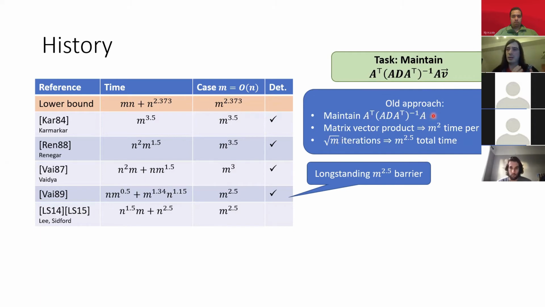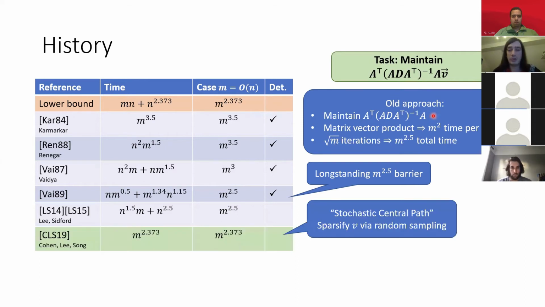That's kind of where this long-standing barrier came from, until quite recently, Cohen, Lee, and Song have shown that actually this whole central path idea still works if you perform some random sampling on the vector v. So if this vector v becomes sparse because of random sampling, then obviously it's able to compute this product of a matrix with a vector more efficiently because the vector v is sparse. So that's how they managed to break this barrier.